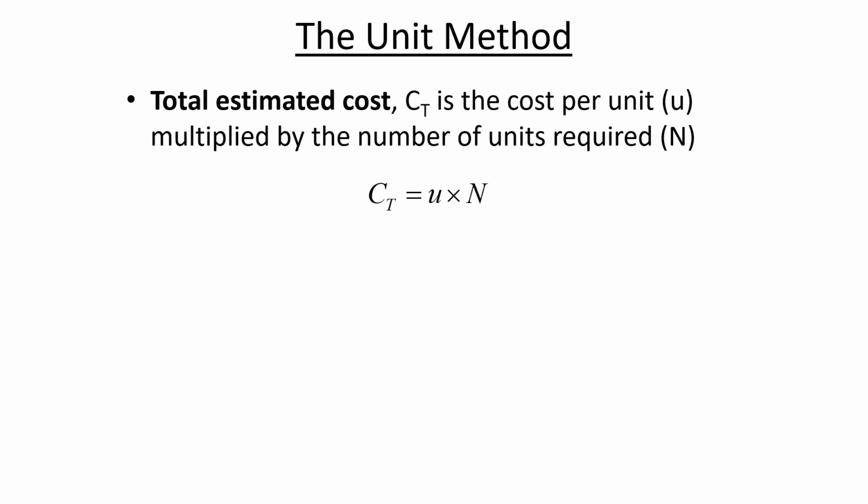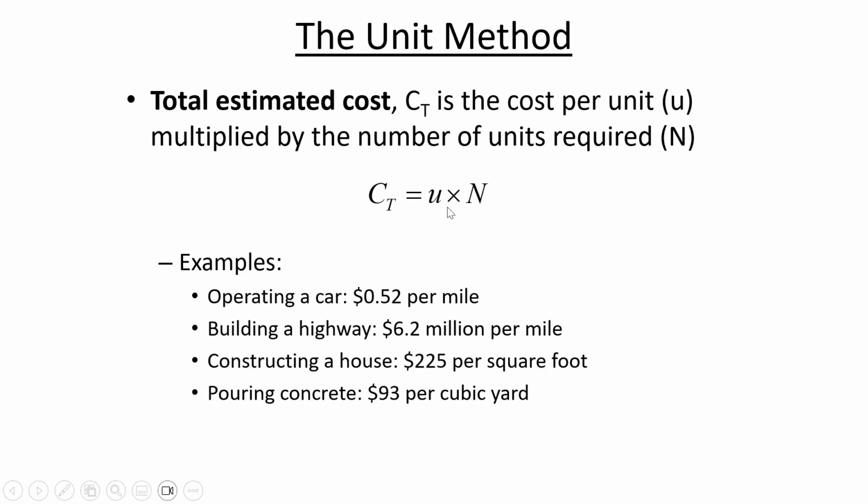Okay, so we've talked a little bit about the unit method. The unit method is just that you can find out how much you're going to spend by the number of units required and the cost per unit. So, for example, maybe operating a car costs 52 cents a mile. So you could find out the cost of traveling from here to Los Angeles by multiplying your cost per mile by the distance of the journey. If a highway is known to cost $6.2 million per mile, you just multiply the length of the highway by the cost per unit.